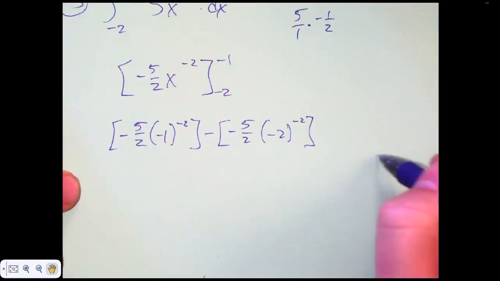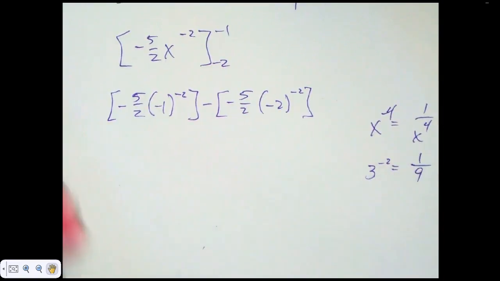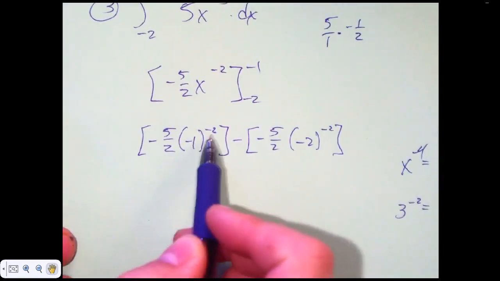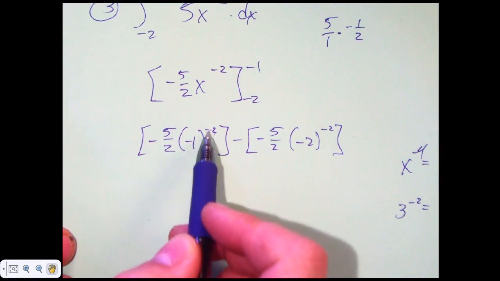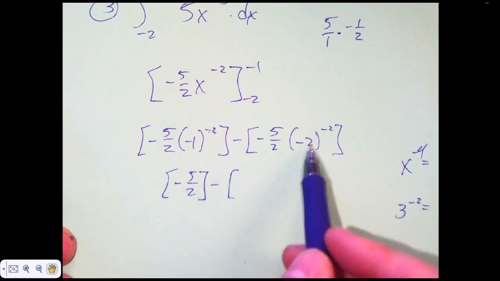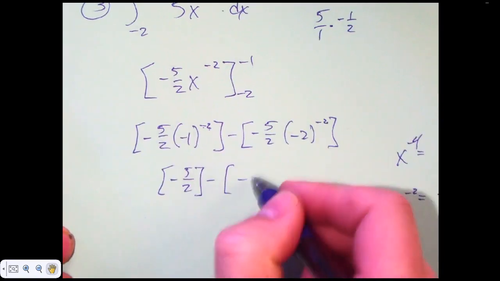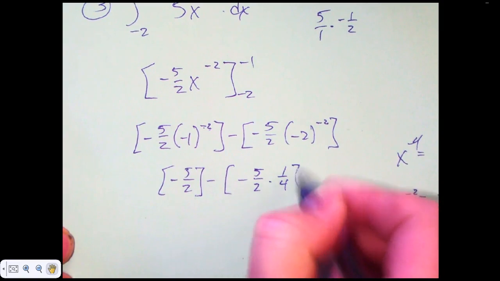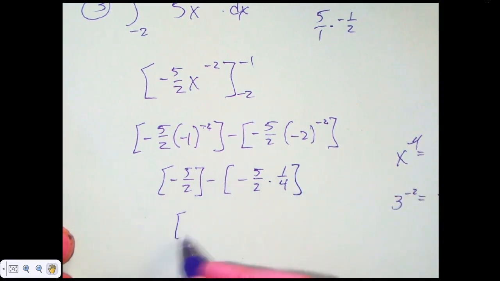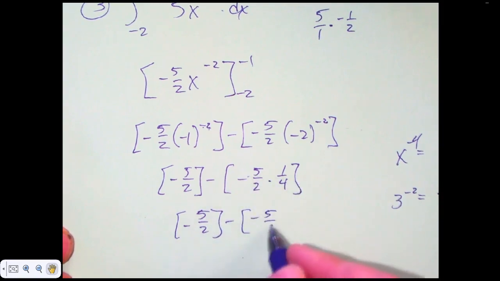So if I have x to the negative fourth, that's just 1 over x to the fourth. Or if I have 3 to the negative second, that'd be 1 over 9. It wouldn't make the answer negative. It just takes the 3 squared and flips it over. So negative 1 to the second is a positive 1. And then if you flip it over, it's still a positive 1. So this comes out as negative 5 halves. Negative 2 to the second is 4. When you flip it over, now it's 1/4. So in here, I have negative 5 halves times 1/4. So I have negative 5 halves minus, now this would be negative 5/8.